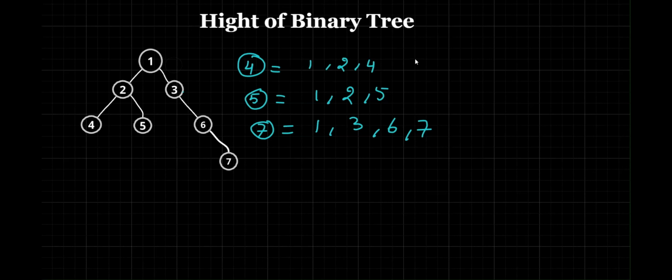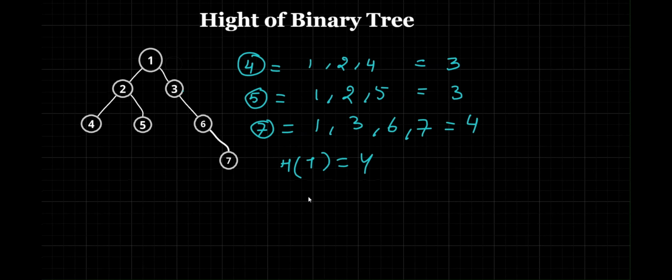So now, as I defined the height of a tree, it is the number of nodes present in the longest path from root to leaf. Here, how many nodes do we have? 3. Here also 3. But when it comes to node 7, we have 4 nodes from root to leaf. So the height of this binary tree is 4. This is how we define the height of a binary tree.